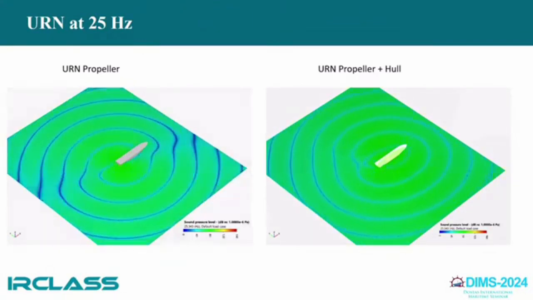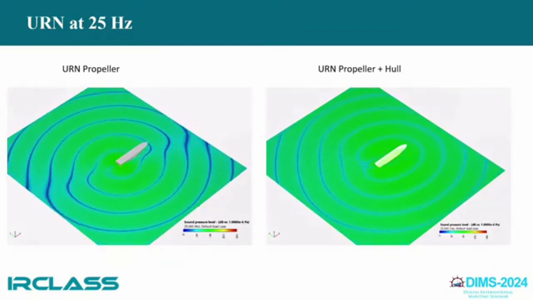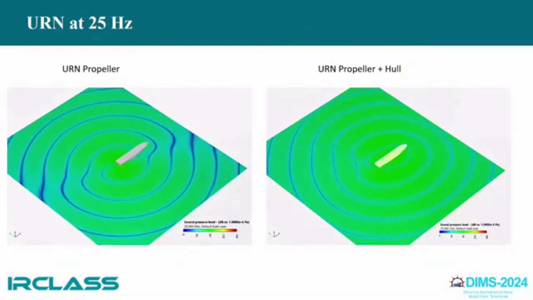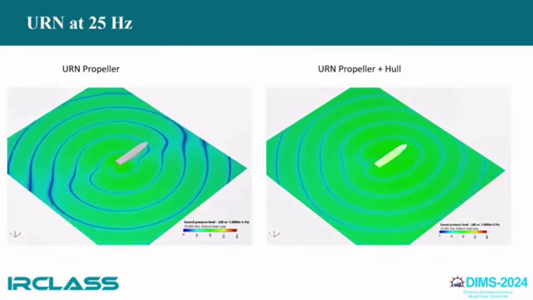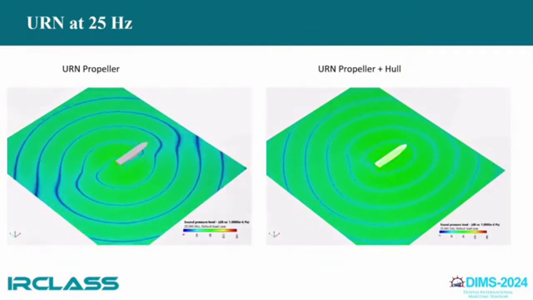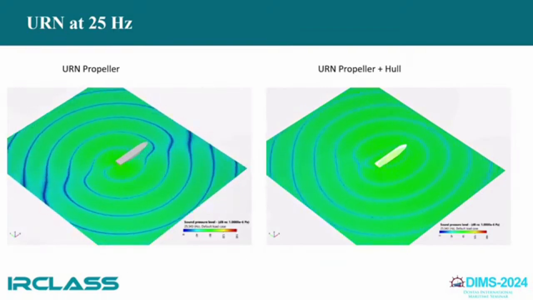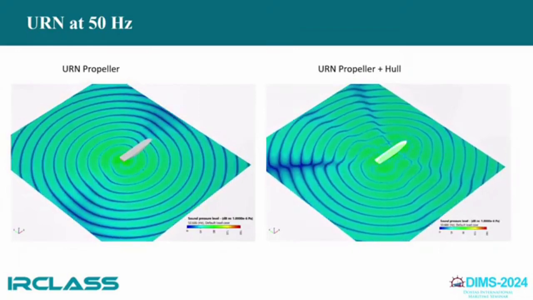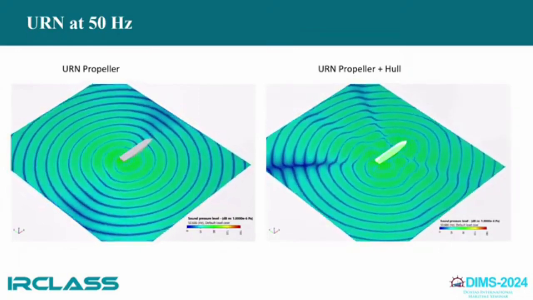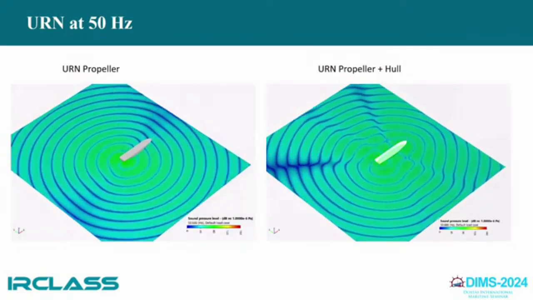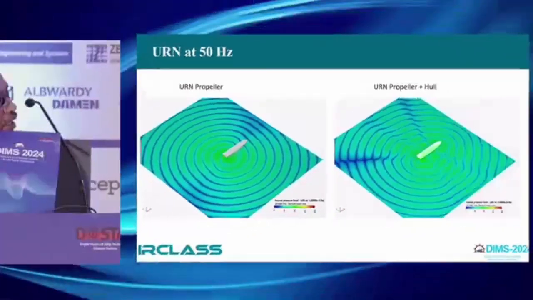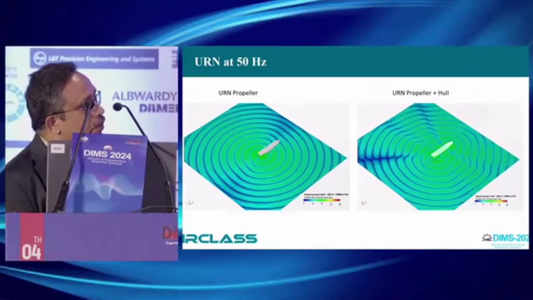I have created an animation to visualize how the sound would be radiating to far field, in the case of propeller being a noise source, and in the case of hull being a noise source. We can see another animation for higher frequencies, say around 50 hertz. Here we can see propeller being a dominant noise source, and here we can see propeller as well as the hull. So some sound is radiating from the hull as well.